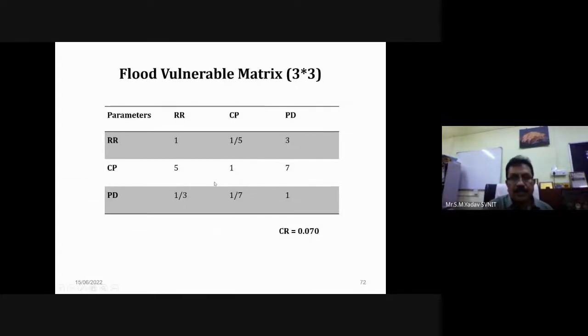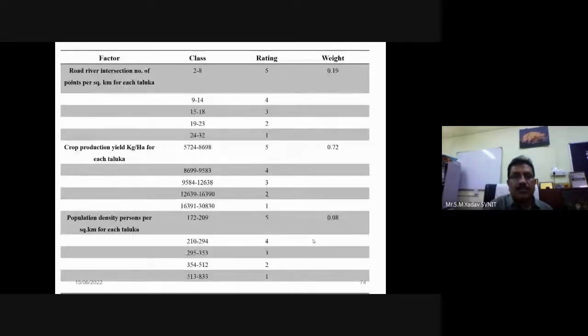Similarly, using the 40 forms the final flood vulnerable matrix 3 by 3 using the geometric mean method has been derived, and these are the final ratings given by experts for the flood vulnerable matrix parameters which have consistency ratio 7%, which is less than the 10%. So 0.07, that means 7%. So assigning again based on the distance in kilometers, right from 2 to 32 kilometers, ratings 1, 2, 3, 4, and 5, and the weight derived for this parameter is 0.90. While for crop production, it is 0.72, and for population density, it has come out to be 0.08 with rating.